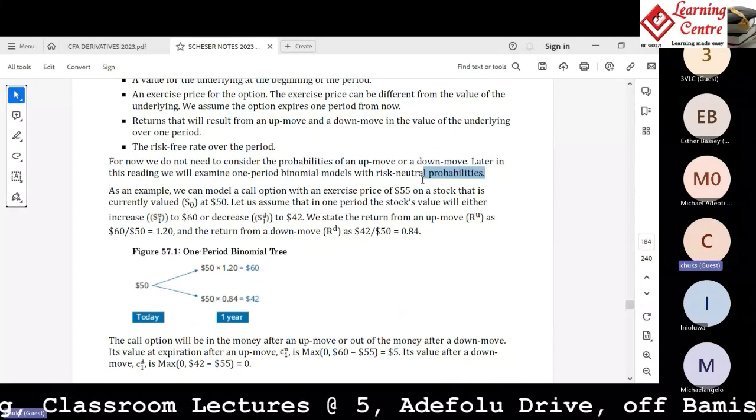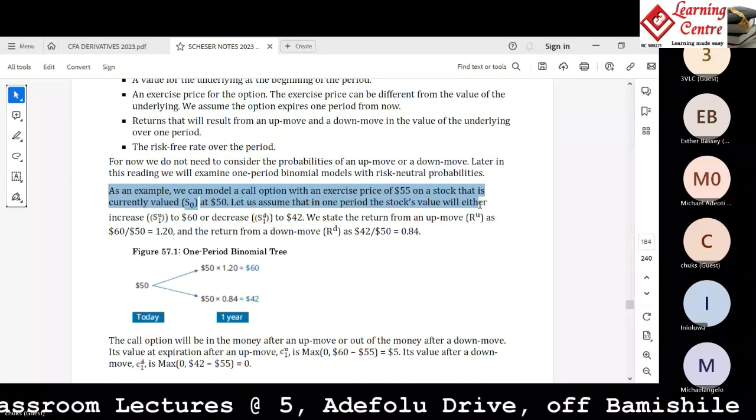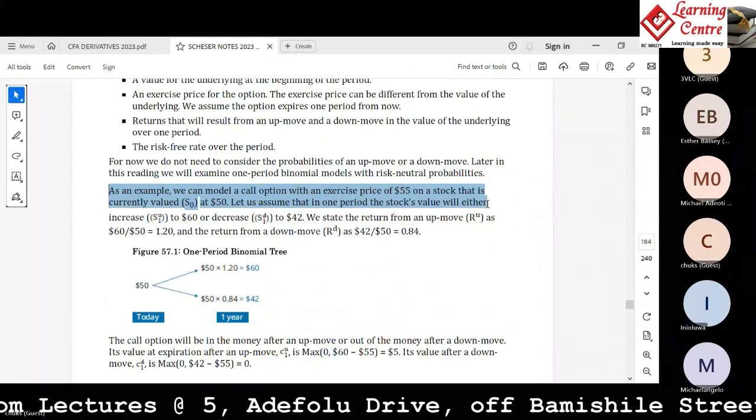Can you still see my screen? Yes, I can see it.